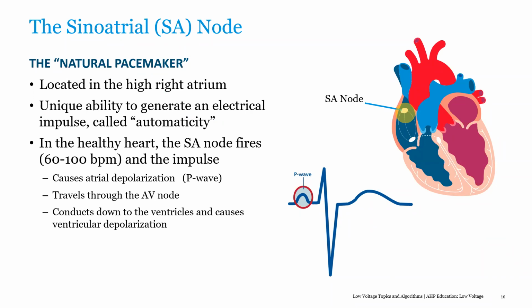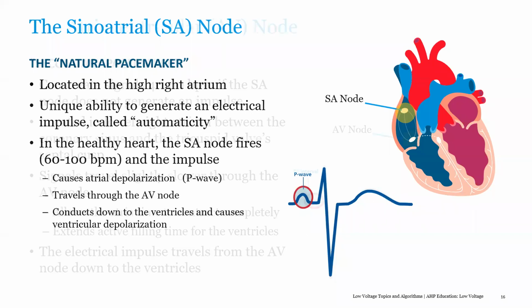A normal healthy heart fires anywhere from 60 to 100 beats a minute and causes depolarization in the atrium. That wave travels through the AV node and conducts down to the ventricle, which causes the bottom half of the heart to contract as well. The AV node is the body's own secondary pacemaker.